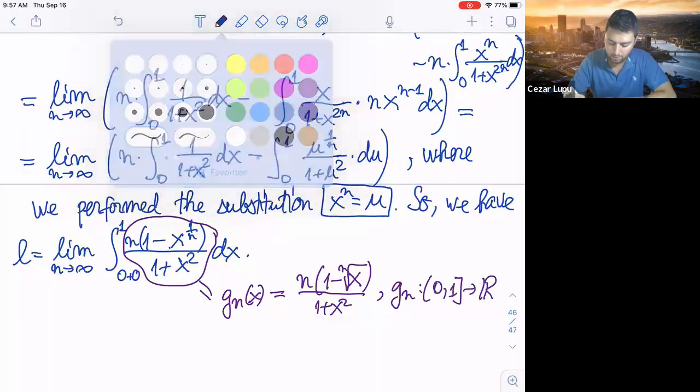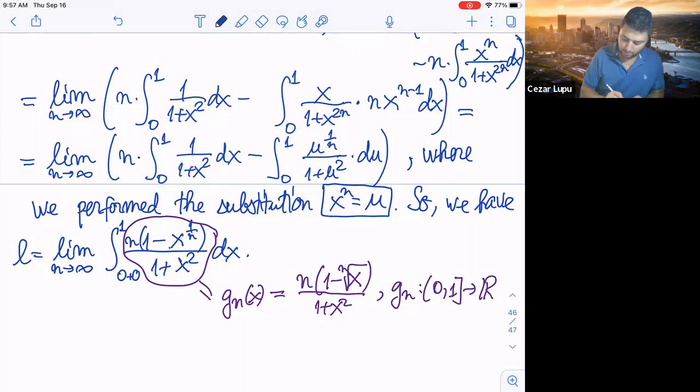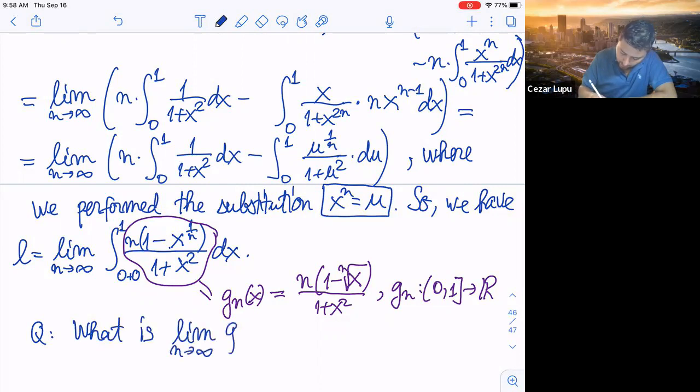And now let's see the pointwise convergence. So what is the limit of g_n of x as n approaches infinity? That is the first question we need to answer. It should be something in terms of x.